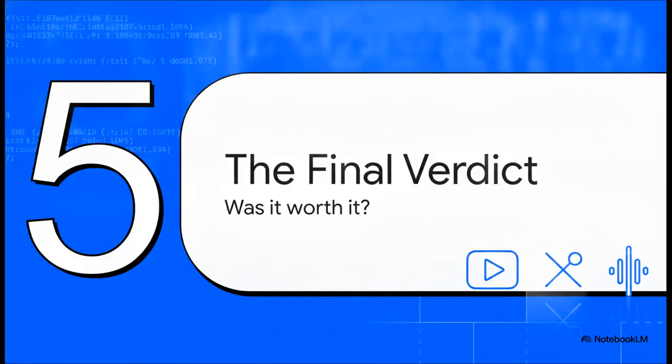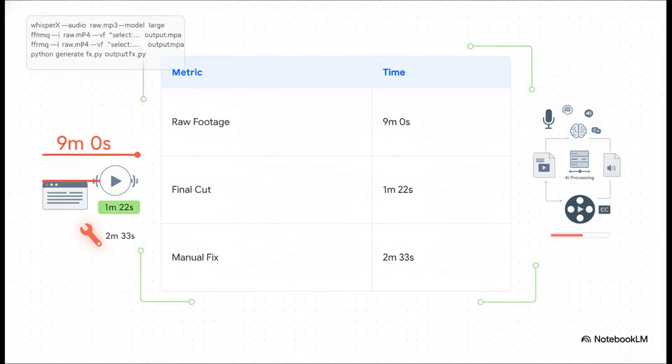Finally, Section 5, the final verdict. Was all this technical setup actually worth it? Let's evaluate the final executable output. Just looking at the metrics, the agent achieved a massive data reduction. It took 9 minutes of raw, rambling footage and algorithmically sliced it down to a really tight 1 minute and 22 seconds. The captions, the synthesized sound effects, the B-roll, all of it was spot on.